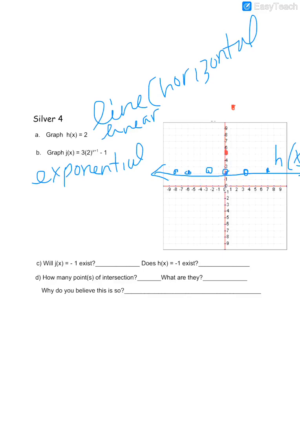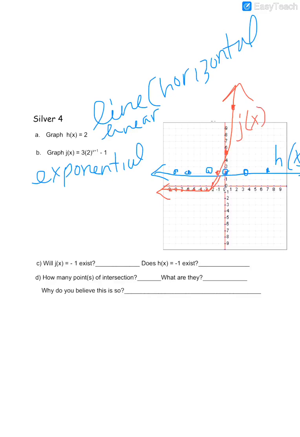(0.5, -1, 2). There's my point of intersection. (-2, -1/2). (-3, -1/4). And then we're getting super close to y equals -1, but not actually touching it. So this is how this looks. And I'm going to call this j of x.